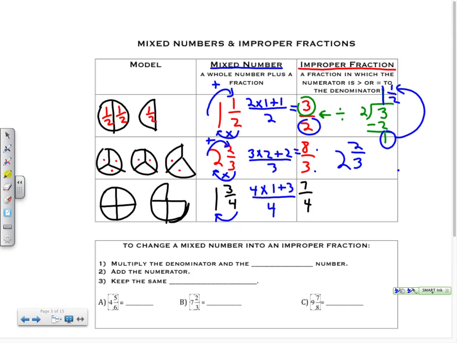If you didn't follow that, that would look like this. Here's what I just said. 3 goes into 8 2 times. 3 times 2 is 6. There's my remainder, 2, and I get 2/3.